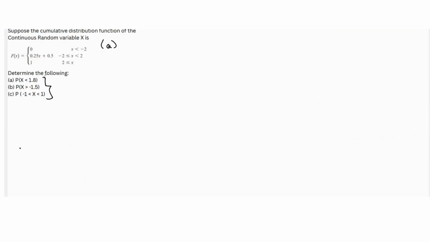We could have first found the PDF and then integrated it over the relevant intervals to find these probabilities. But here we want to look at how we can answer this probability question using the CDF, which is already given to us. So we want to find the probability x is less than 1.8. Now we know this is equal to F(1.8). Like we said, we can either integrate the PDF to find probabilities of a continuous random variable, or we can use the expression for the CDF. Here we learn how to use the expression for the CDF.